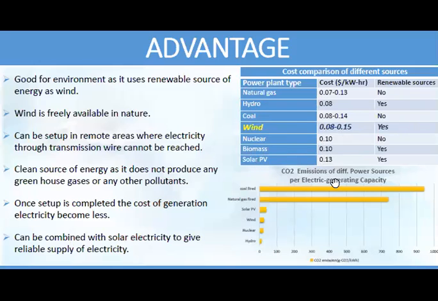And for the emissions of different power sources for generating electricity, coal has the maximum emission, natural gas has the next highest emission, solar PV is very light, and wind is also very light. So we cannot harm the atmosphere, so we can go with these wind turbines to generate electrical energy.